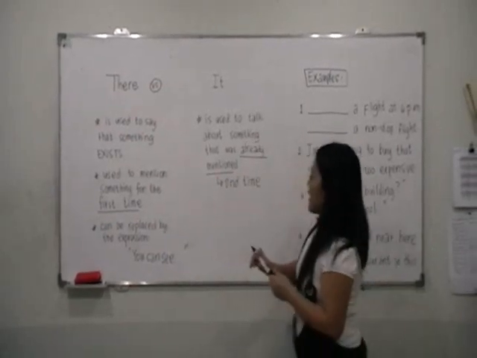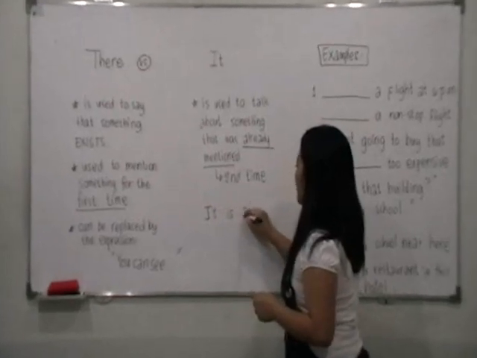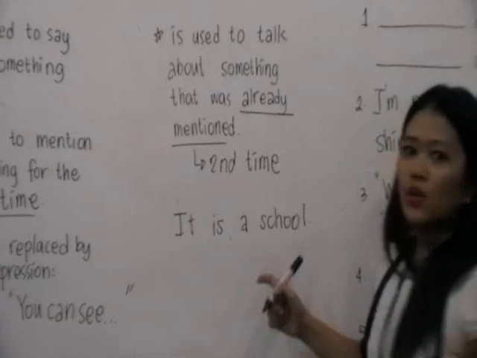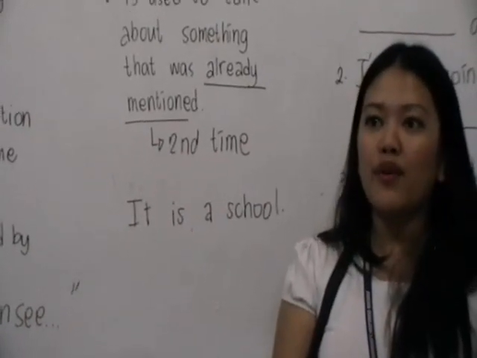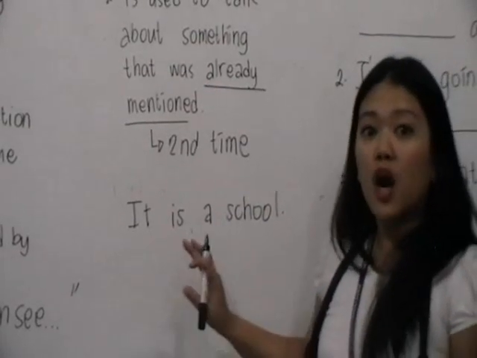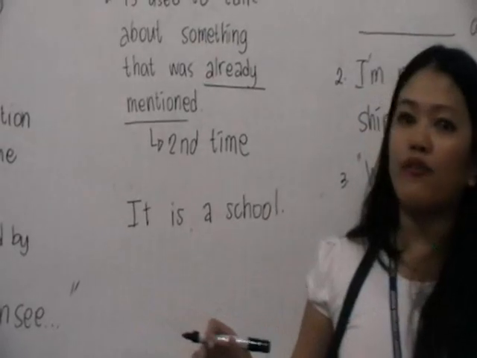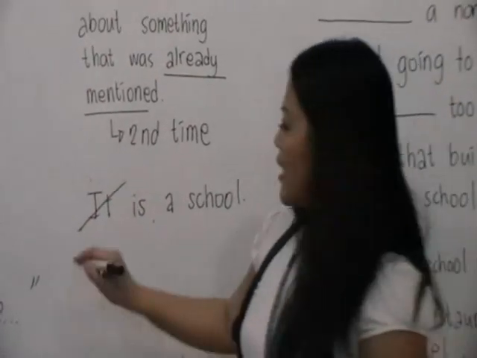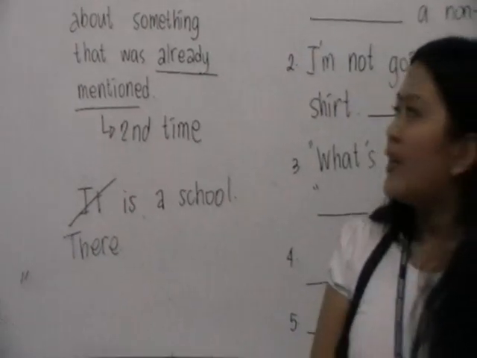For example, they say, it is a school. If you say it is a school, sure, it's a right sentence, but you have to know whether it is the first time you talk about it or the second time. Because if you talk about it for the first time, you should not use it, but instead use the word there.